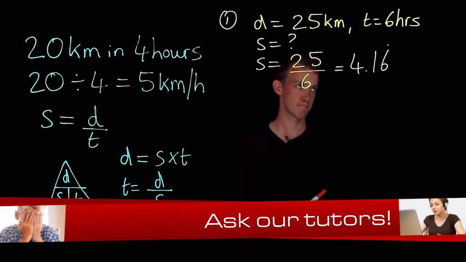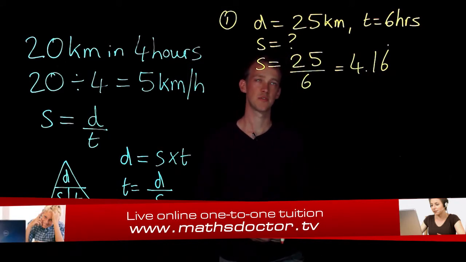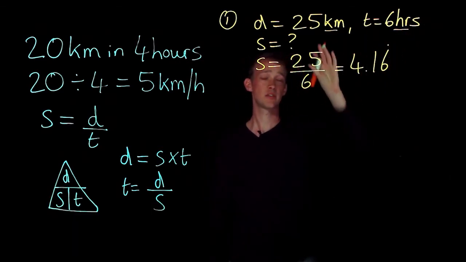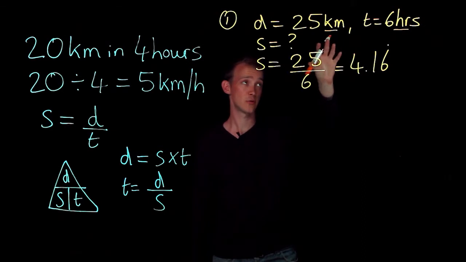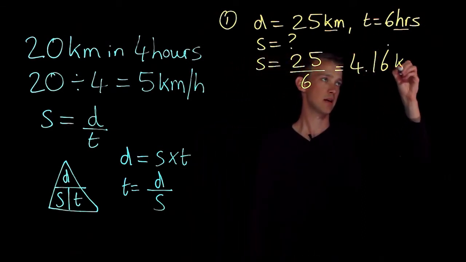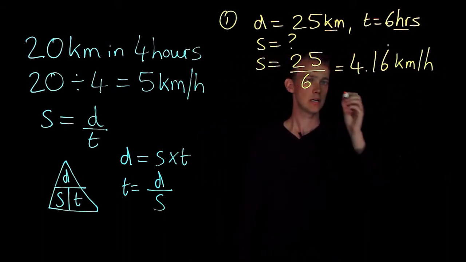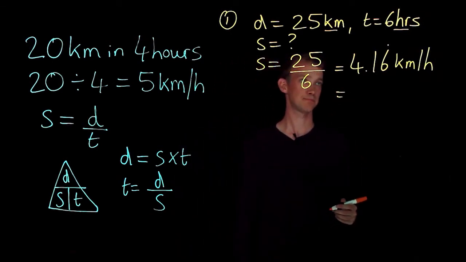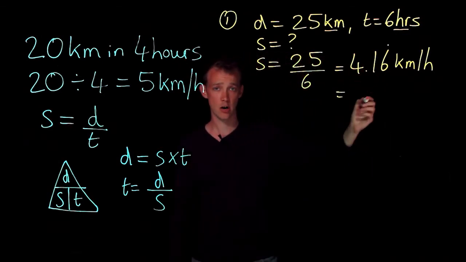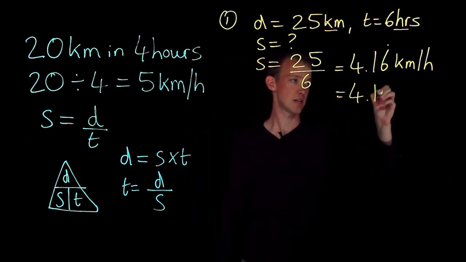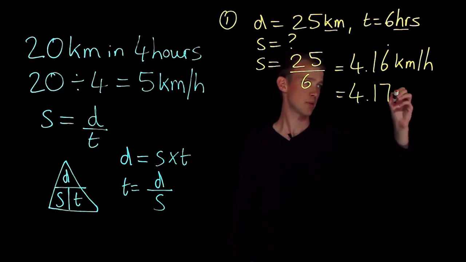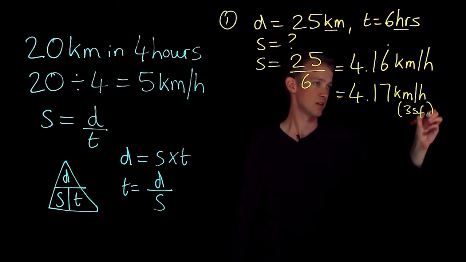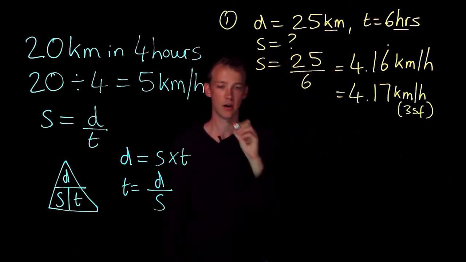4.16 recurring. Now the units for this question are going to be kilometres per hour because I've divided the number of kilometres I've travelled by the number of hours it's taken me, kilometres per hour. Now it's usually customary for questions like this that you give your answer to 3 significant figures. This is 4.16 recurring. Therefore, to 3 significant figures, it'll be 4.17 kilometres per hour. I'm going to write 3SF to 3 significant figures. Let's have a go at another question.